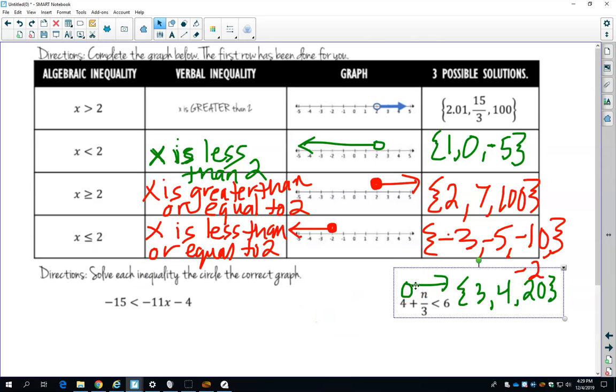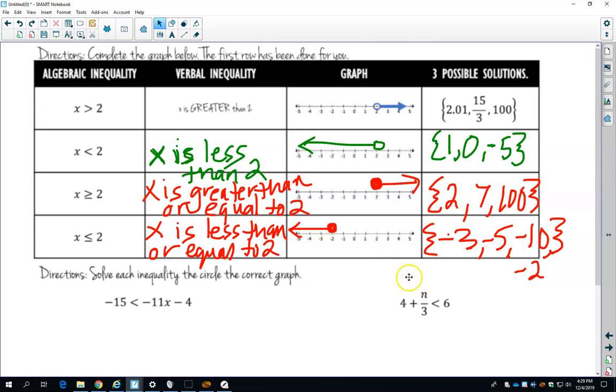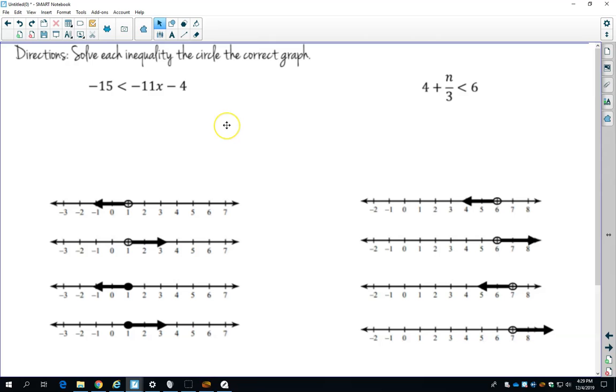Let's get rid of that. All right, next. We're going to solve and then pick our graph. So we're going to put our line down the middle. We're going to add 4 to both sides.